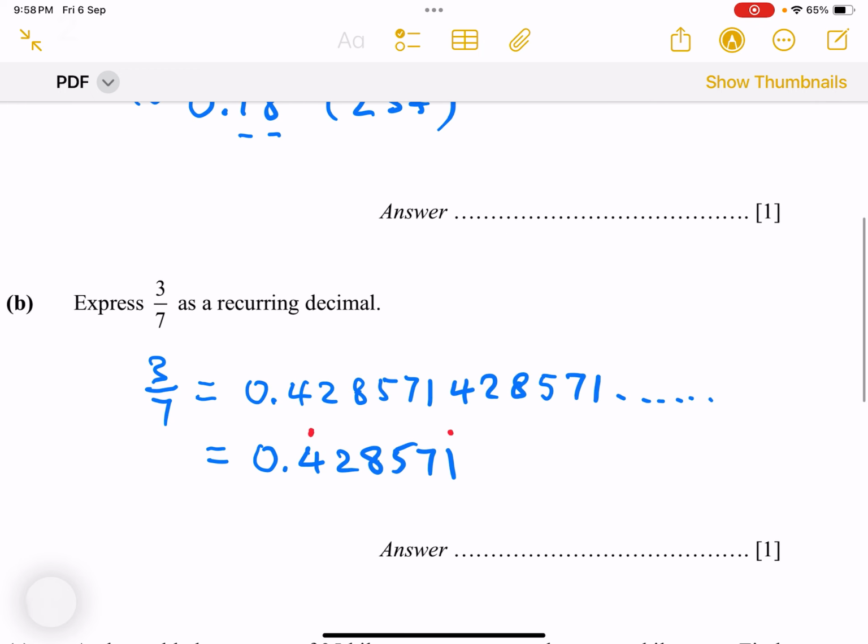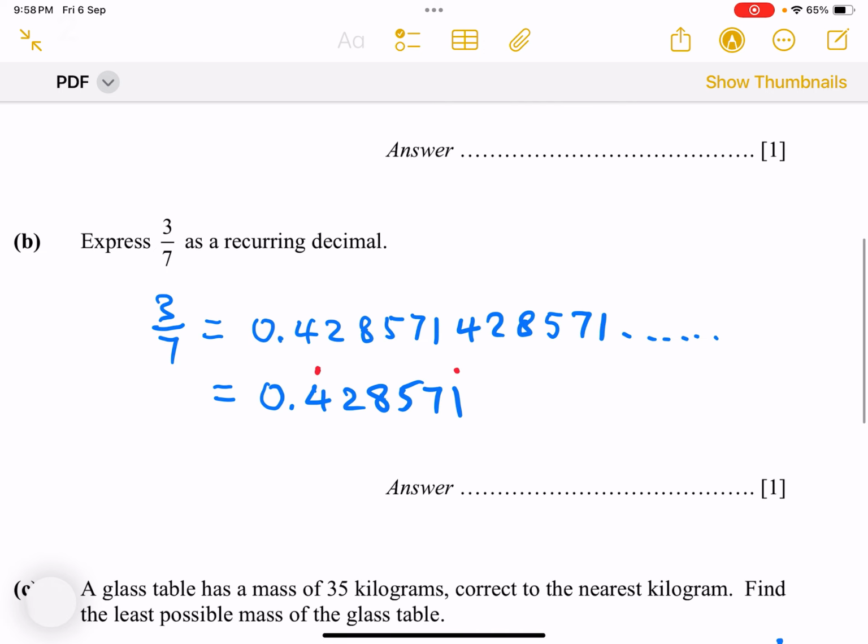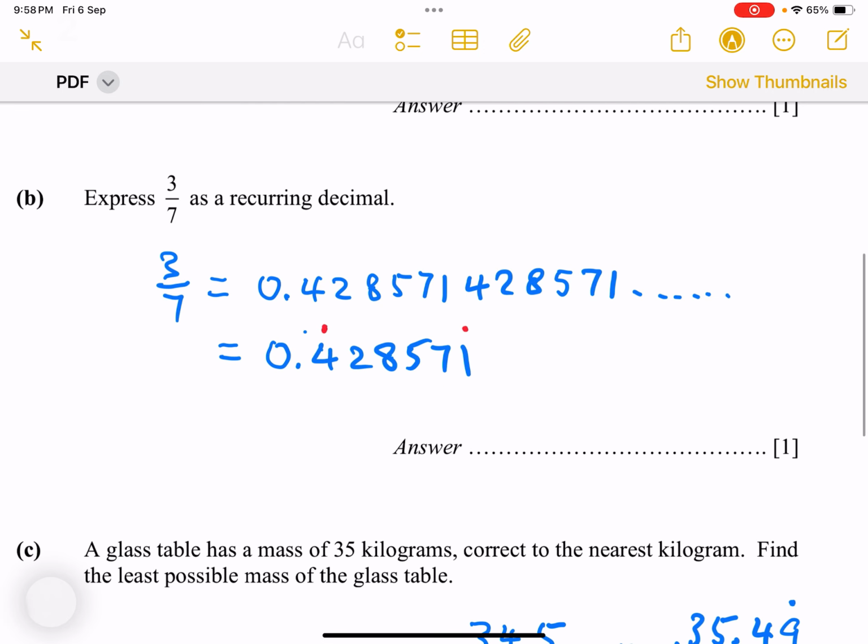Here again you can use the calculator, and when you work out the answer, you'll find that 428571 repeats. So we put a dot at the beginning of the set of numbers which repeat, and we put a dot at the end. That's how we can represent the recurring decimal, with a dot at the beginning of the recurring set of numbers and another dot at the end.